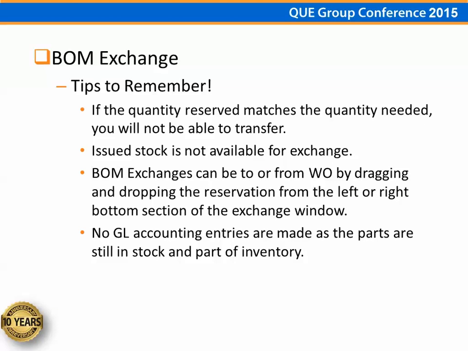Tips to remember on BOM Exchange: if the quantity reserved matches the quantity needed, you will not be able to transfer. If there's nothing there for it to reserve to, it won't let you, so that makes sense to all of us. Issued stock is not available for exchange. At that point, there are already GL transactions made, and it's assumed that it's been put on a job. So if you wish for that to happen, you have to undo the stock activity, and then you can make the reservation. BOM Exchange can be done from a work order by dragging and dropping the reservation. It's a simple, quick, easy way to do it where you don't have to navigate in and out of screens and work orders. And again, there are no GL accounting entries made as part of this. It's just a simple reservation-only task.